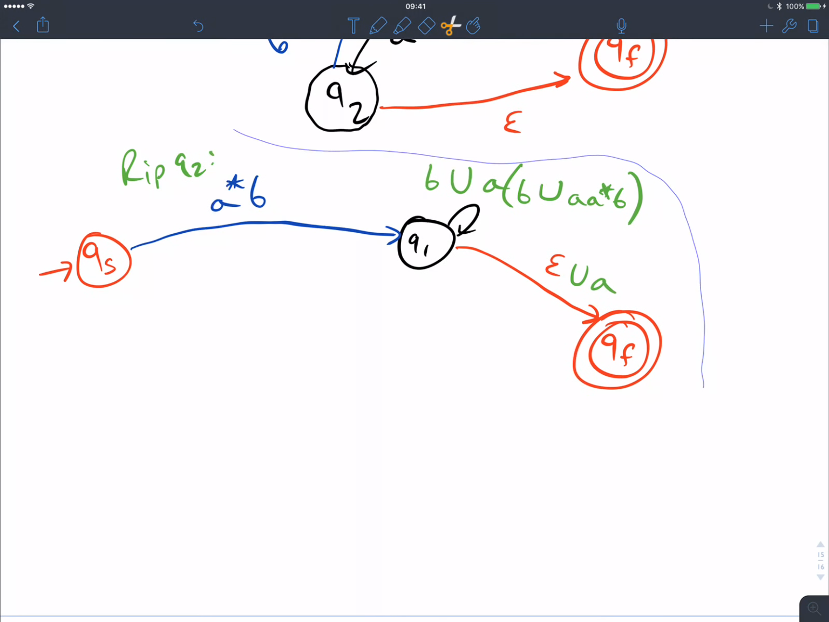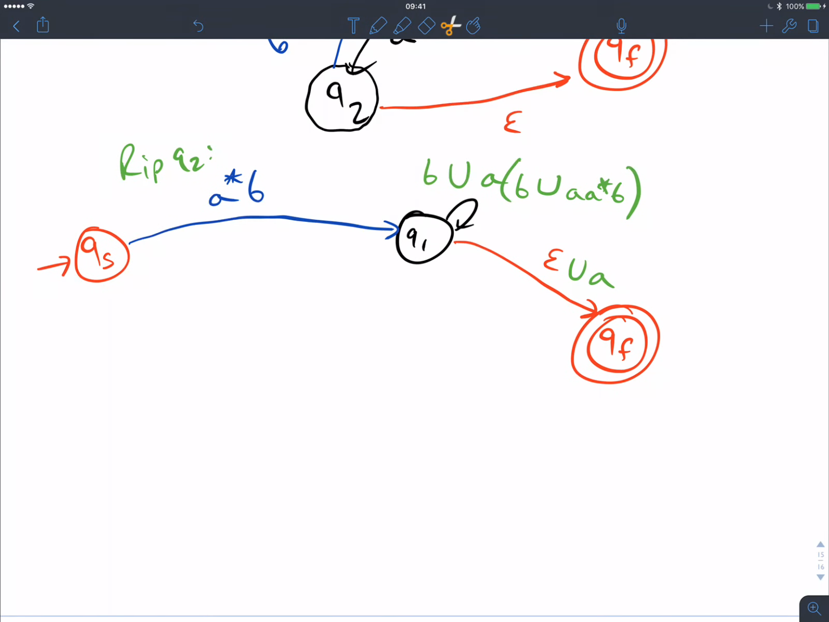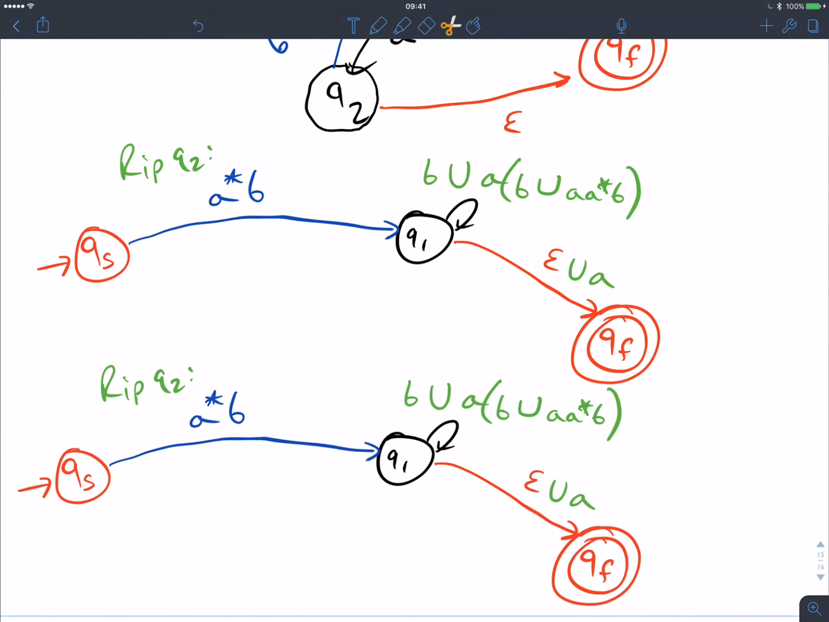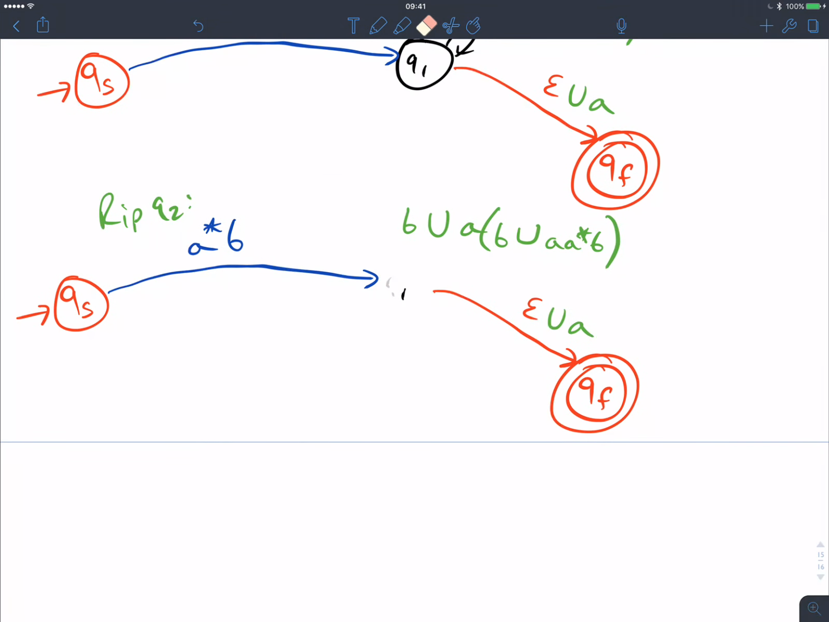Is there a state still to remove? Yeah, Q1's the only guy left, so we have no choice here. So now we have to rip that guy out. So I obviously will have a single transition left. All right, so what is the transition that I'm going to have from S to F? A star B. And then what? B union that guy.